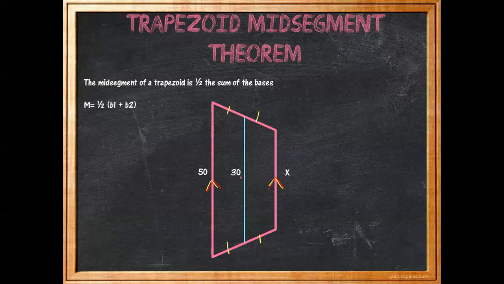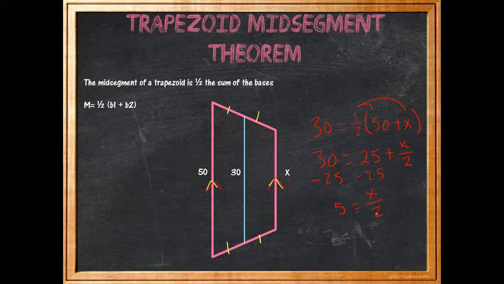Now for this one, we are given the mid-segment and one of the bases, so we're wanting to find the other base. In this one, we're going to put 30 in for M. So 30 equals 1/2 times base 1, we'll say 50, plus x. Again, we're going to distribute here: 1/2 times 50 is 25 plus x over 2. We're going to subtract 25 from each side, so we get 5 equals x over 2.